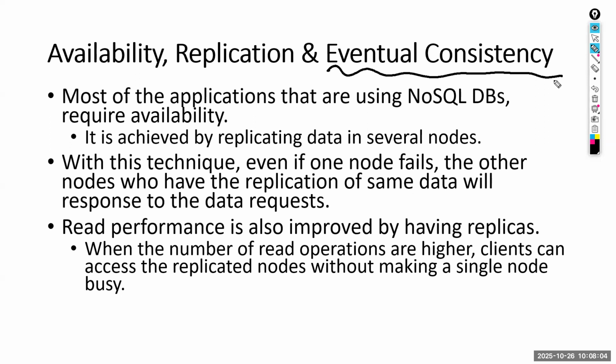But if there's a small delay, maybe your friend has updated this comment, but still you see the old comment, and maybe after 5 minutes you see the updated comment. That is usually okay for that kind of application, because this is not a banking application. So that is what is called eventual consistency, which is good enough. At the same time, we need availability, replication, and so on.